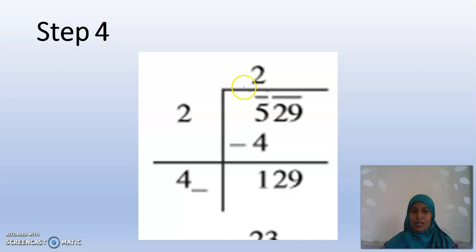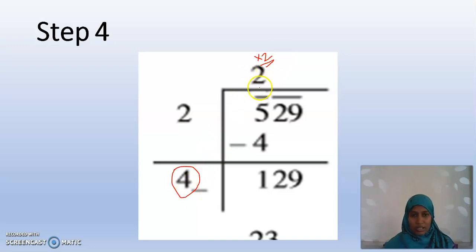See here, up to 3 steps I have written already. 2 2s are 4, remainder 1. Bring down this 29. Now how to get this number? This I got by multiplying the quotient by 2. You should multiply by 2 whatever number you have here. If it is 8, you should multiply by only 2, children, not any other number. You should multiply only by 2. So 2 2s are 4. This is how I got this number.